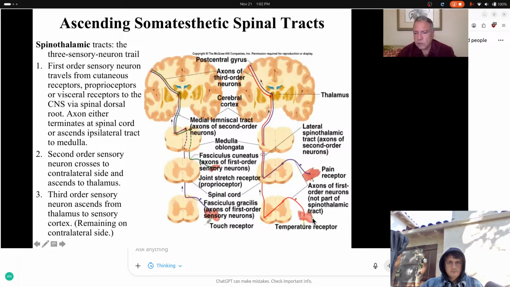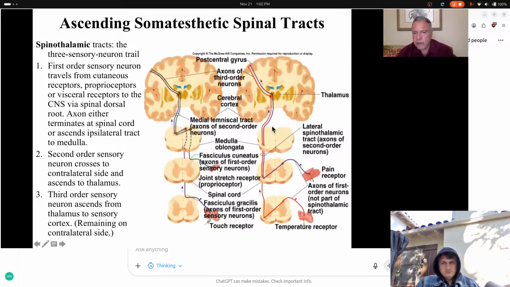Okay, so the original spinal nerve comes into the spinal cord and stays on that same side of the spinal cord. The second neuron crosses over to the other side and then goes up to the bottom of the brain called the thalamus. That's where it then synapses with the third order sensory neuron that actually goes to the sensory cortex.